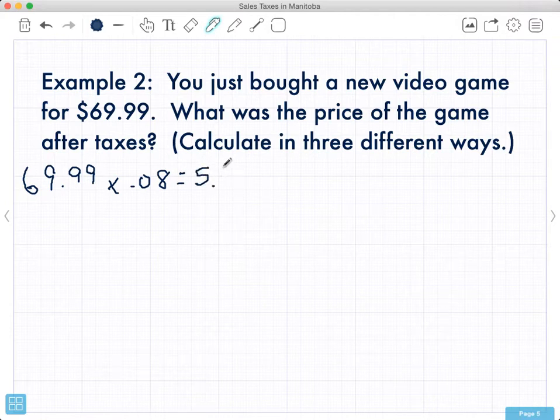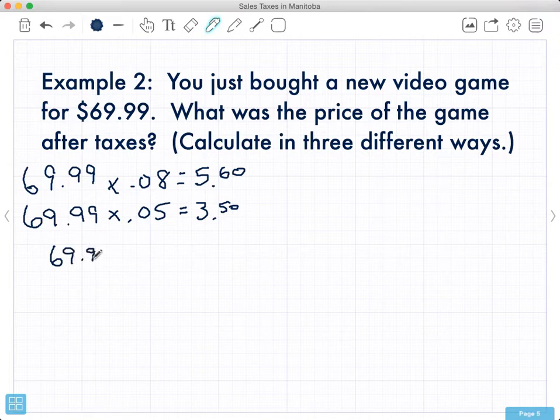That's $5.60. You'll note that your calculator gives you more decimal places. You always round money to 2 decimal places. And then we take the price of the video game again, and we times that by 0.05. That gives us, rounding off, $3.50. So we take $69.99 plus the $5.60 in PST plus the $3.50 in GST, giving us a total of $79.09 for the game.